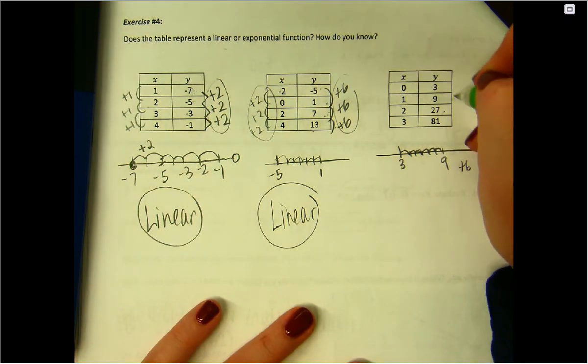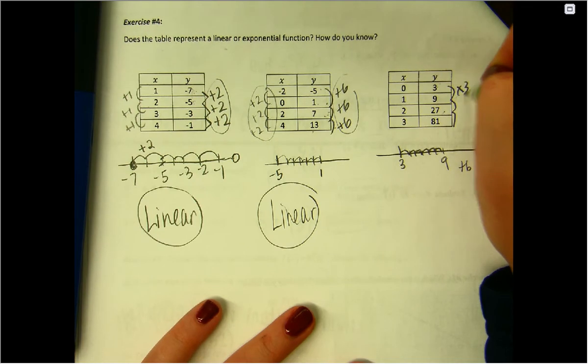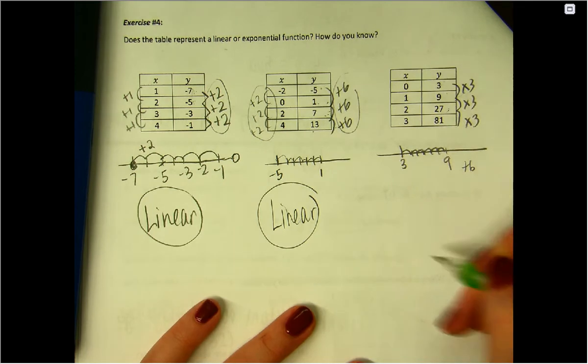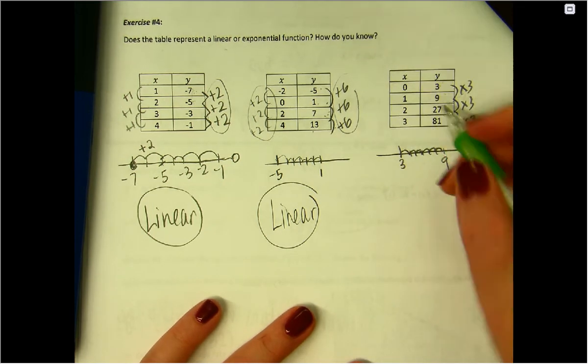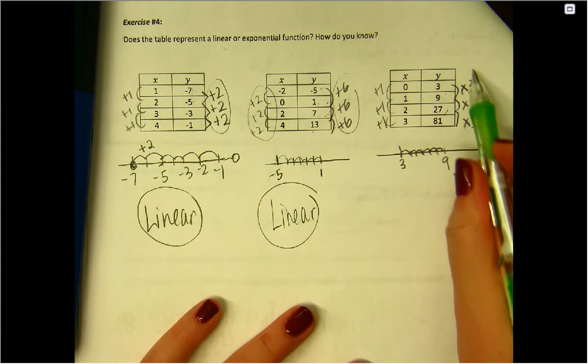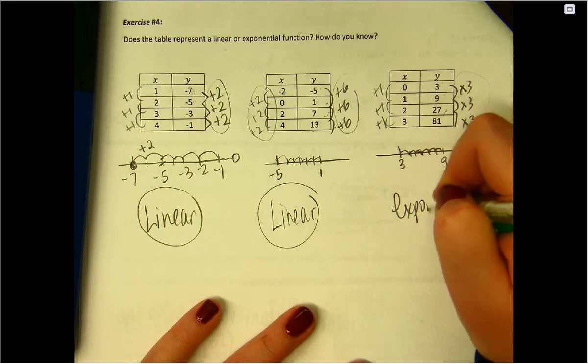So how would I get here? Well, how do I get from 3 to 9 if I were multiplying? Because it's getting bigger, so I have to multiply. So 3 times 3 is 9. 9 times 3 is 27. 27 times 3 is 81. How's this side moving? Plus 1, plus 1, plus 1. Common ratio. Ratio means multiply. So this is exponential.